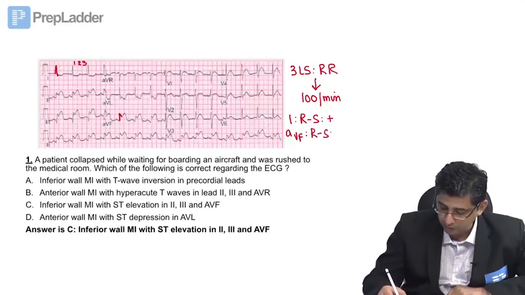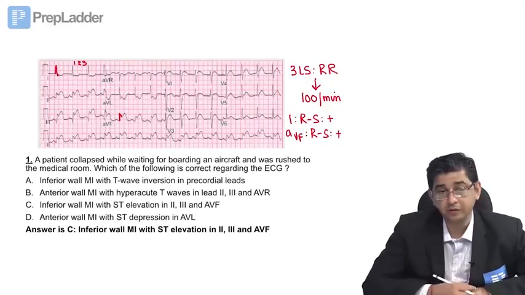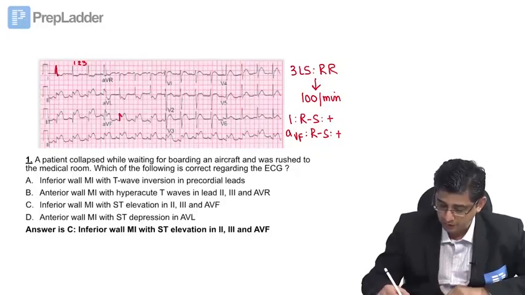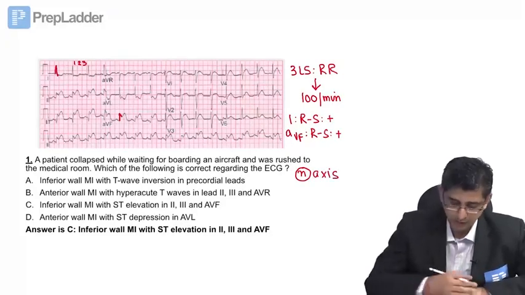The vector for both lead 1 and AVF is positive, which means the patient is having a normal axis. So heart rate is close to 100, it is normal axis.